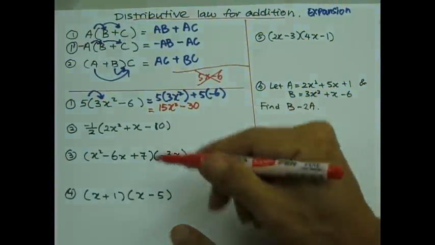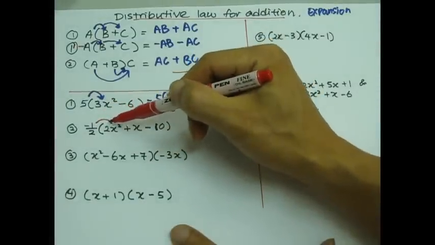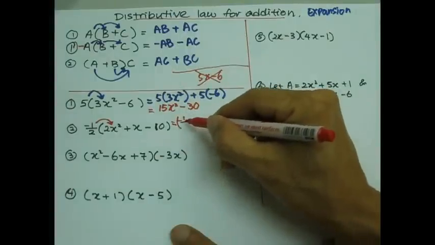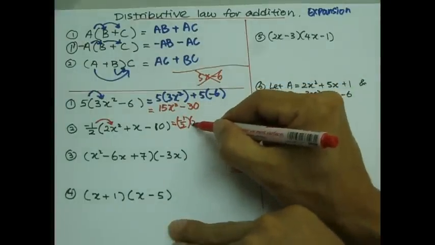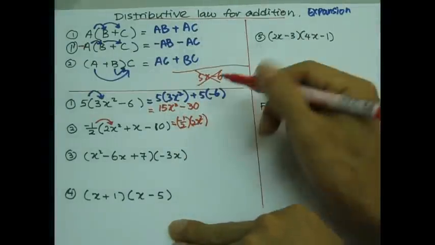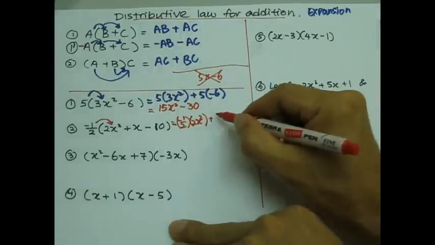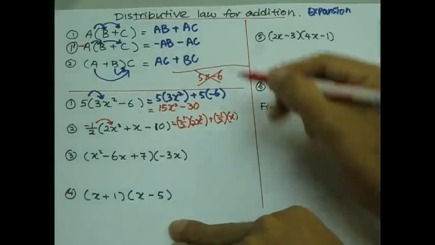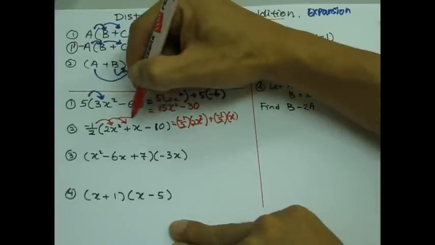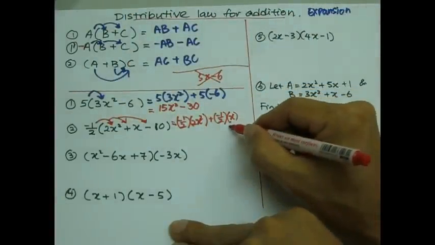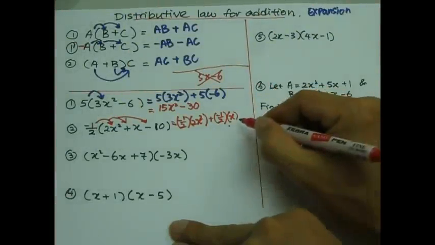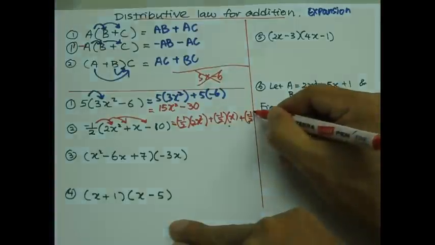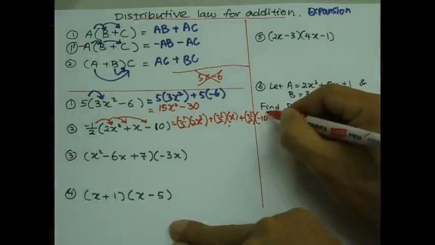Alright, next one. So I want to distribute the first term, negative half, to the first term. I'm going to write it step by step. Bracket negative 1 over 2 times 2x squared. Bracket plus bracket negative half times x. That's the second one. And then the third one is this one, I don't have enough space here, so I'm going to take up some of the space here. Plus negative half times negative 10.